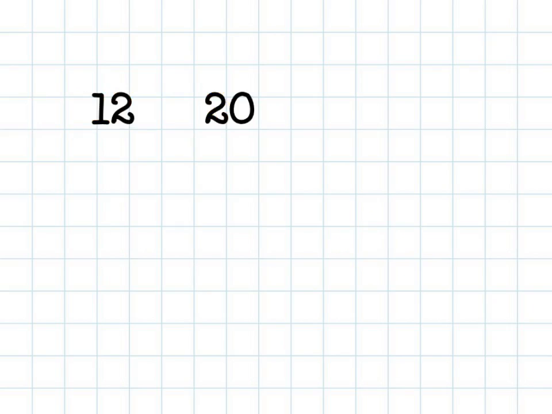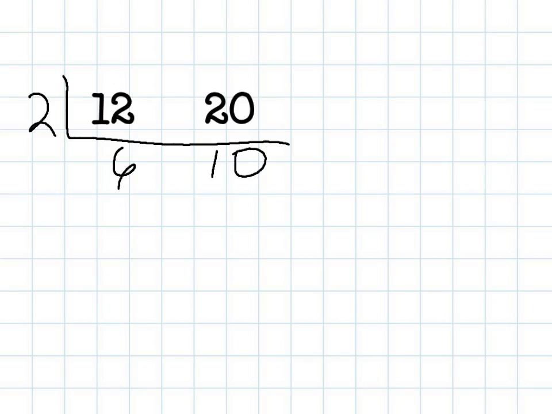Okay, let's try another pair. Let's do 12 and 20. At this point, I'd like you to pause the video and try to do 12 and 20 on your own. Okay, what is the first prime number that goes into 12 and 20? The answer is 2. 2 goes into 12 6 times, 2 goes into 20 10 times.